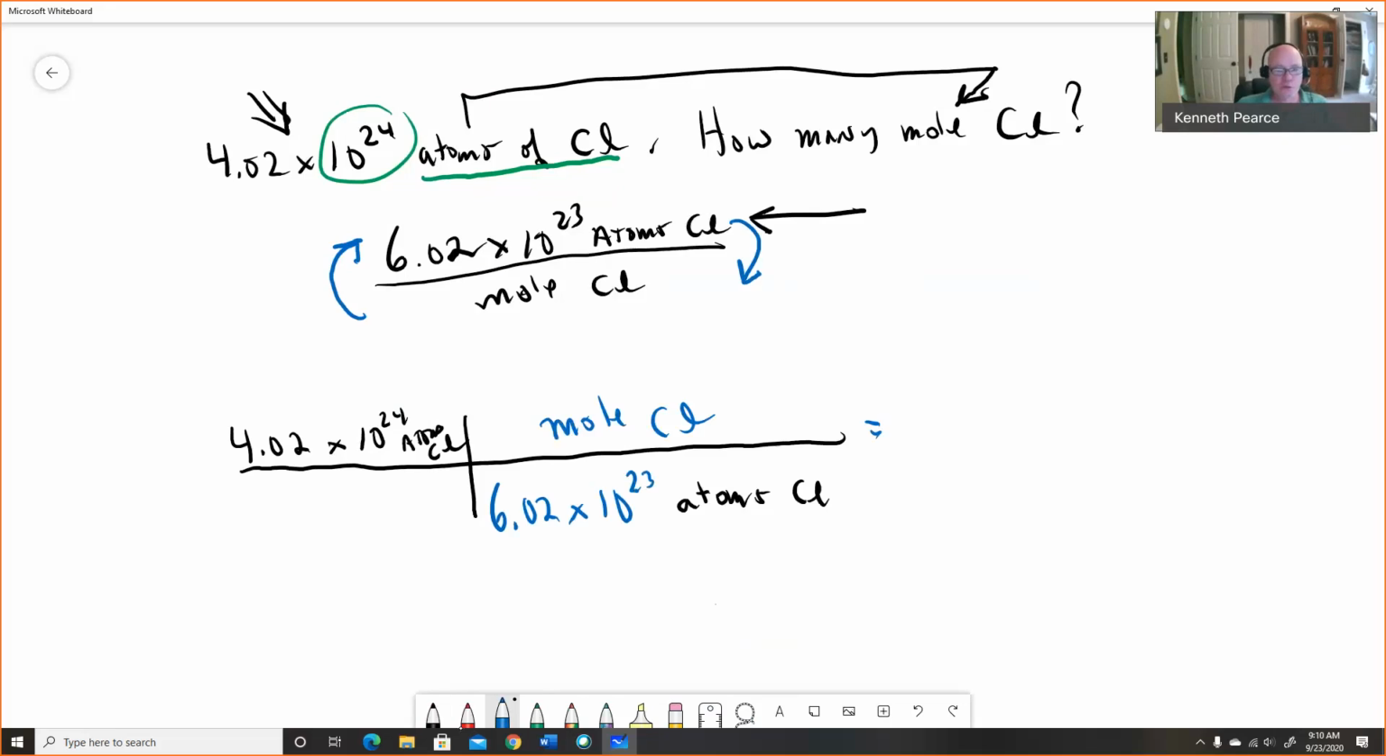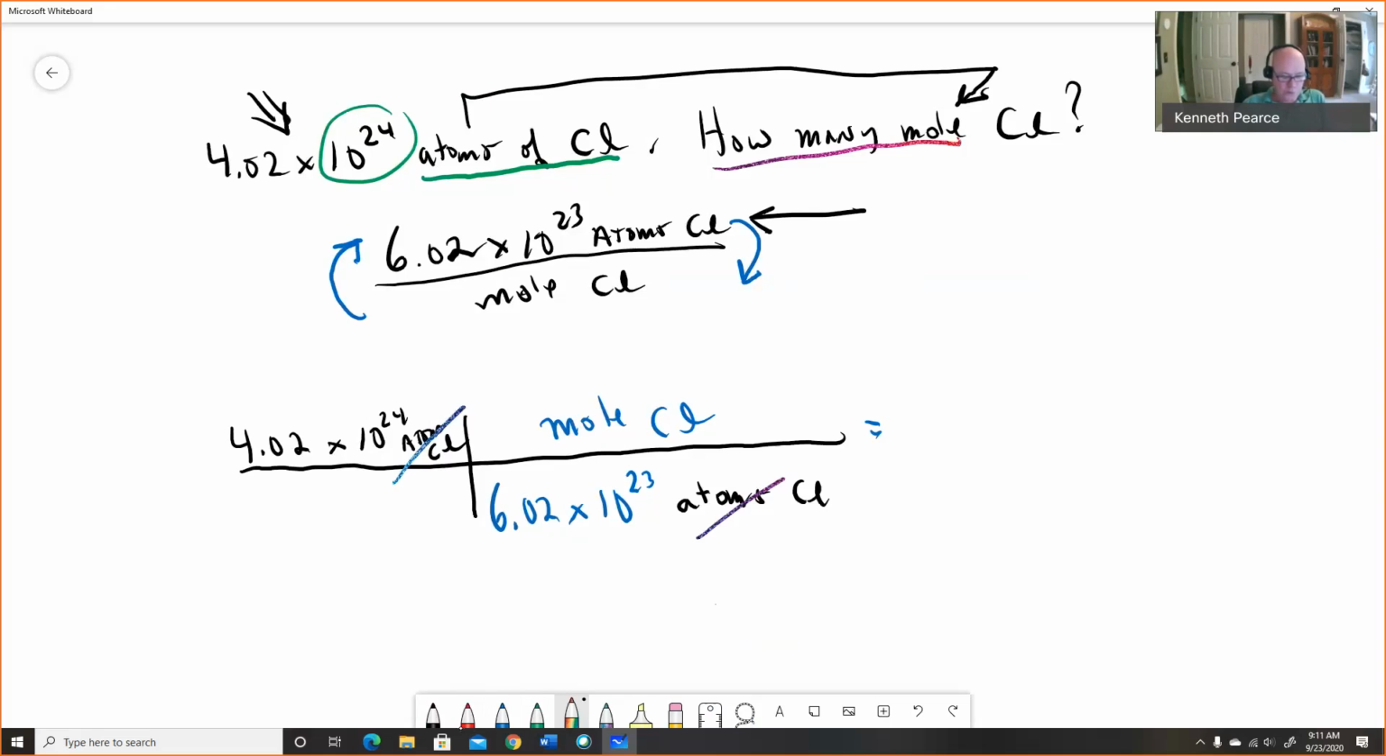See, all I had to do was flip it over to get the units on the bottom, so that the units, atoms chlorine, cancel. And I'm left with moles chlorine, because that is what I'm looking for: how many moles chlorine. So the unit that doesn't cancel is what we have. Let's go ahead and put this in the calculator, and you should do that too, just to make sure you understand how to put exponents into your calculator.